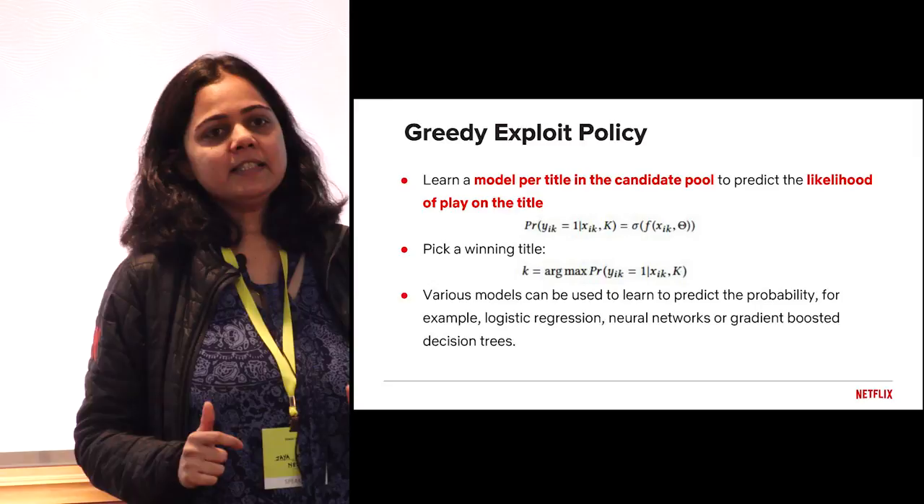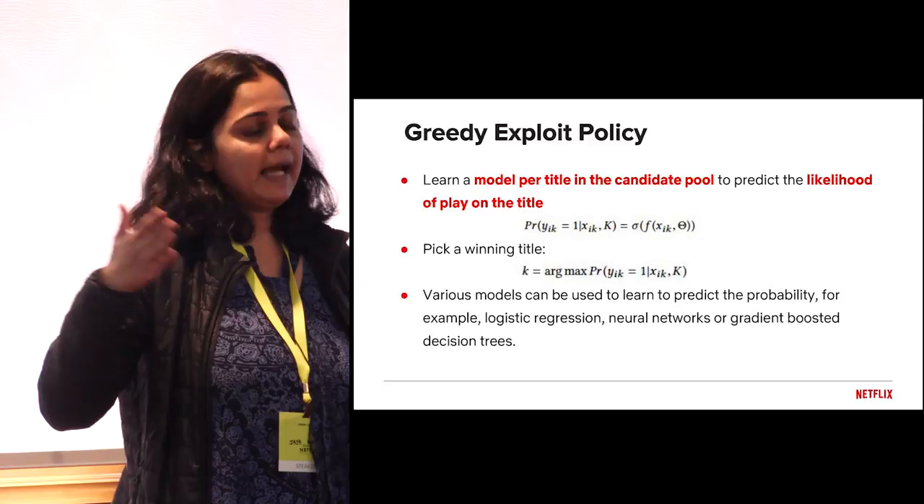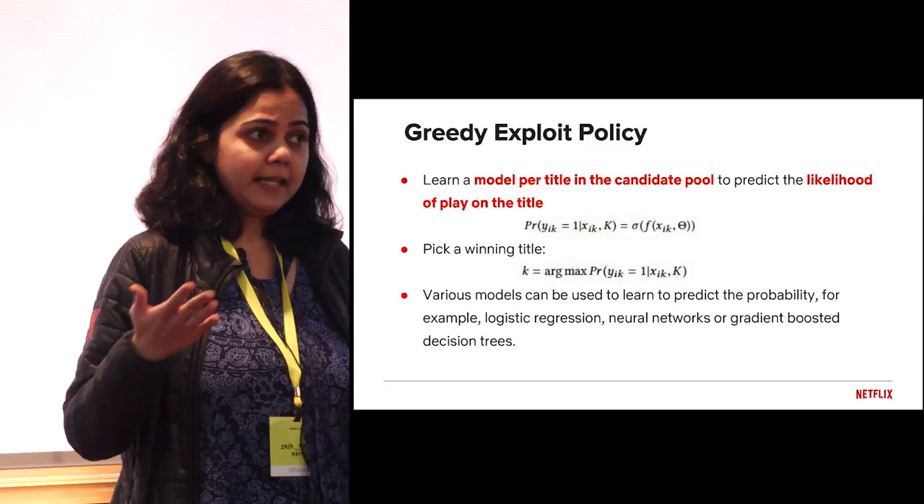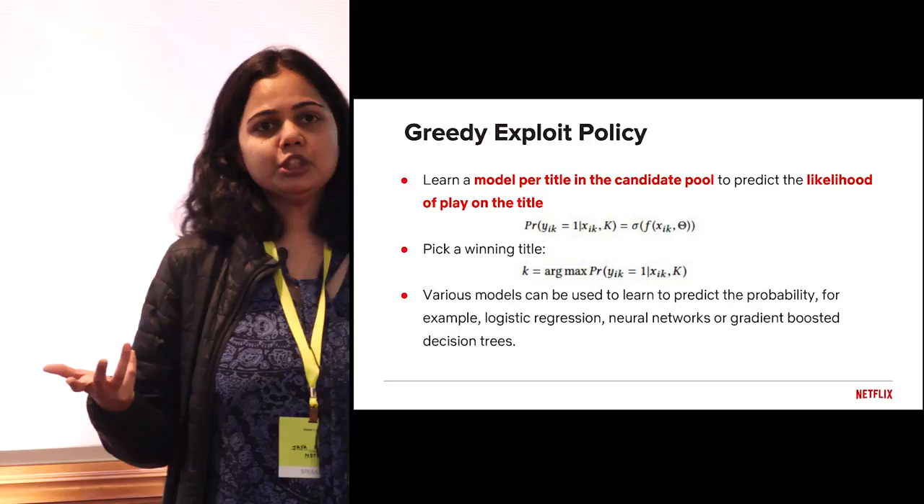So the very first policy that we consider is a simple policy which we call the greedy exploit policy. The policy is as follows. We learn a model per title in the candidate pool to predict the likelihood of play. And finally, we select a winning title which maximizes this probability of play. So now various models could be used to predict the probability of play. For example, logistic regression, neural networks, or gradient boosted decision trees.